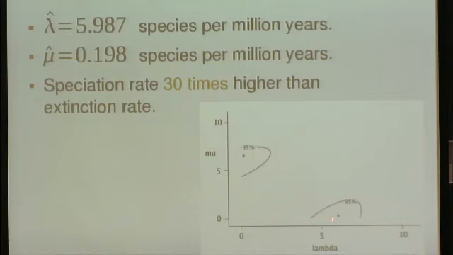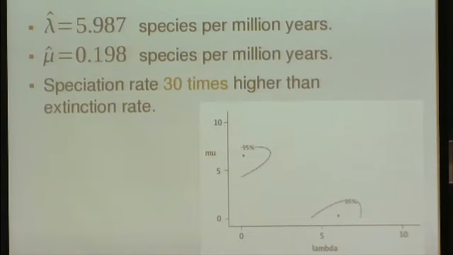So these are the symmetric estimates. You can also calculate 95% confidence intervals. But what we get here is an estimated lambda value of close to 6 and an estimated mu value of about 0.2. So that means that the speciation rate is about 30 times higher than the extinction rate.